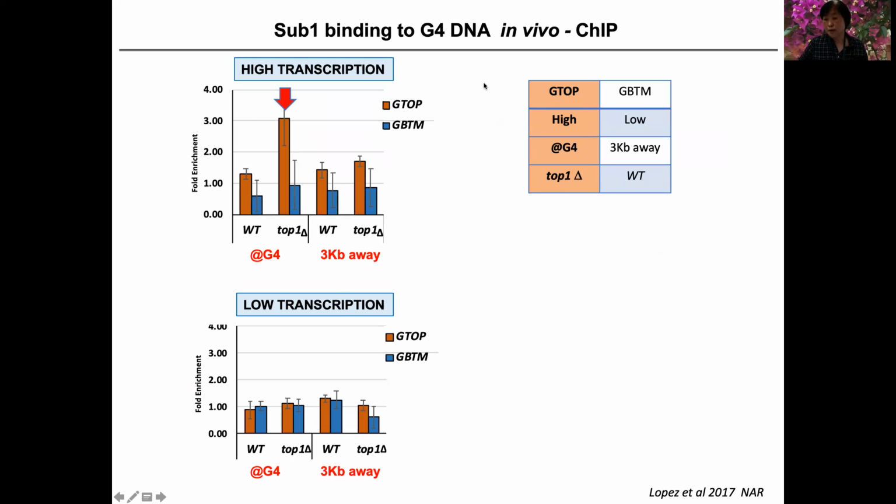And when you do chromatin IP, you can see that Sub1 is enriched at G4 forming sequences, but only in the G-top orientation and not in the G-bottom orientation. And they're only enriched during high transcription and not when the transcription is turned off. So this says that Sub1 is binding to G4 DNA, not the G-run forming sequences, but the G4 structure itself, because it is only binding to G-top. G-bottom, again, because it has a G strand and C strand, does have all the same sequences as G-top.